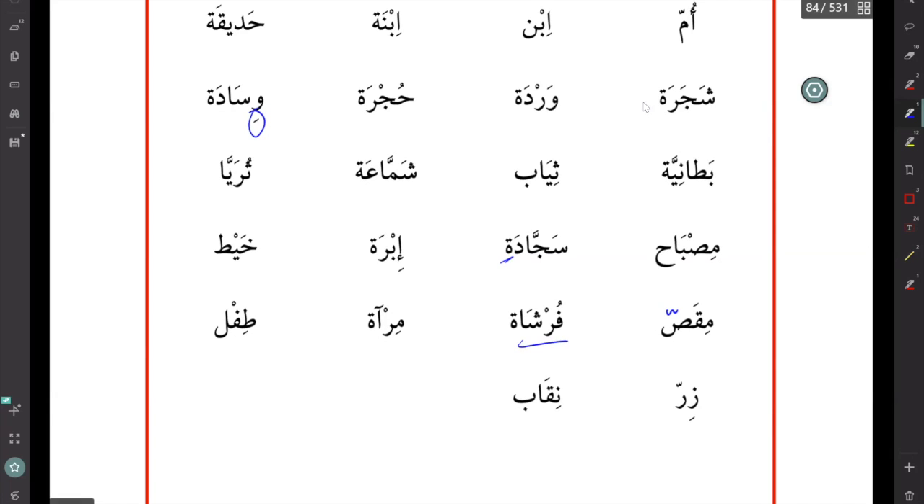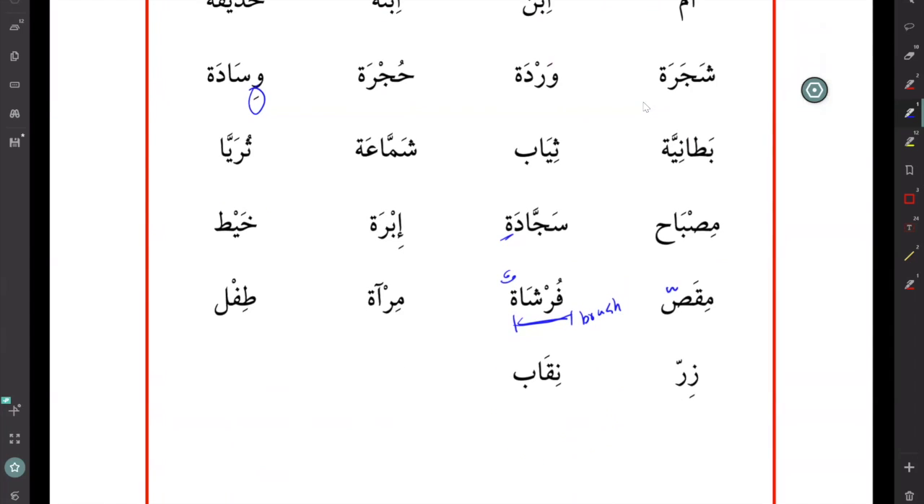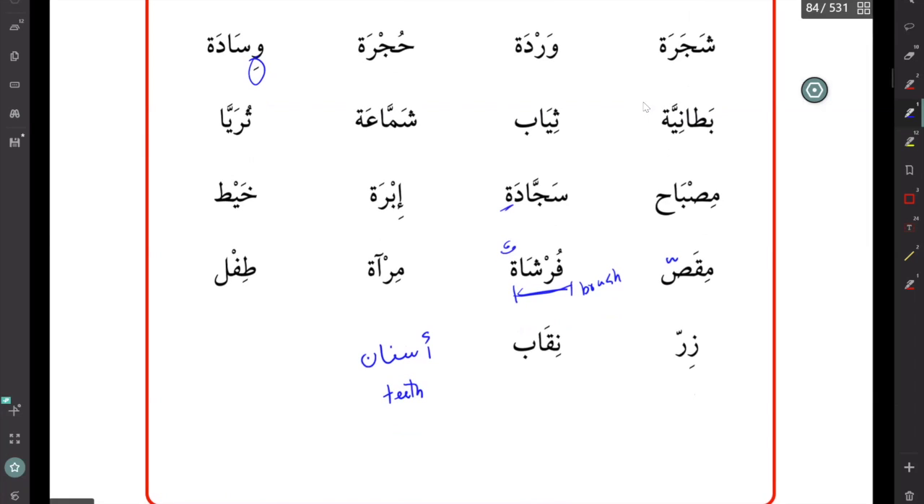And see here they separated the word. So فرشة is farshatun by itself, brush, right? But when you combine with, they didn't put the word sin here, asnan. So asnan, which is teeth, right? Then mir'atun is mirror, tifl, child, zir is button, niqab is your face covering, right?